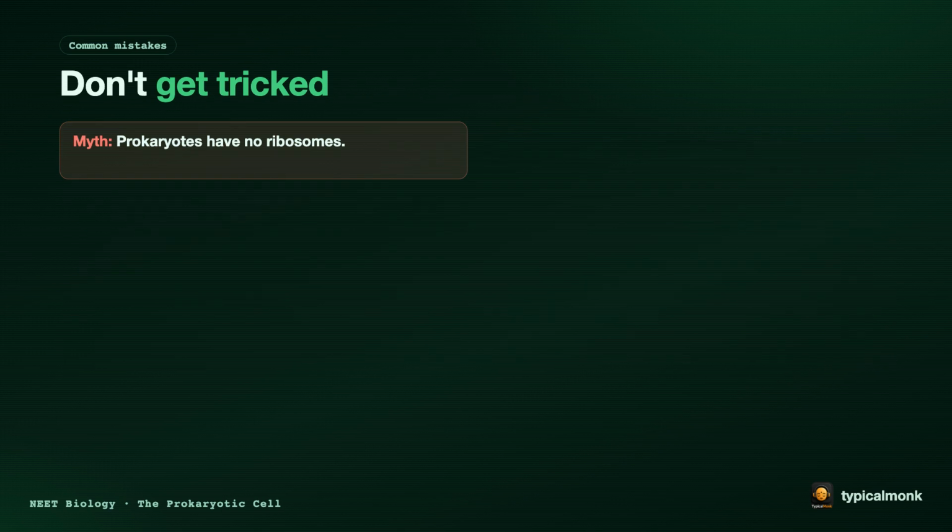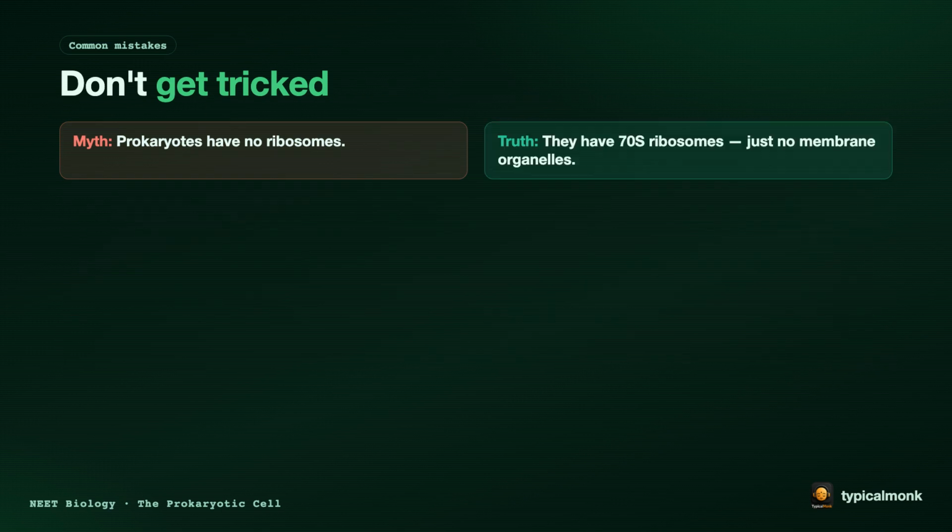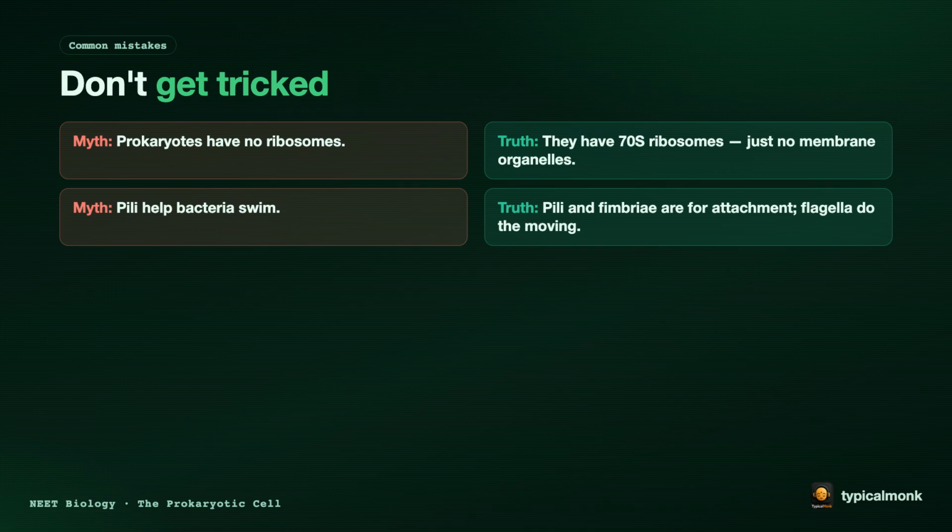Now let's clear the mistakes students fall for. Myth: prokaryotes have no ribosomes at all. Truth: they have 70S ribosomes. They just lack membrane-bound organelles. Myth: bacteria swim using pili. Truth: pili and fimbriae are for attachment. The moving is done by flagella.